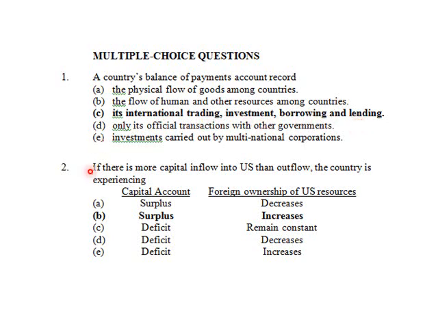Now, question two, if there's more capital inflow into the US than outflow, then the country will be experiencing what? In the capital account, more money is flowing in than flowing out. So there'll be a surplus in the capital account. Now, why is there an increase in foreign ownership of US resources? Because all this money flowing into the capital account is for a reason. They're going into the US to invest in maybe properties or other resources. So that's why the capital account has a surplus from all this money coming in, and the foreign ownership of US resources increases.